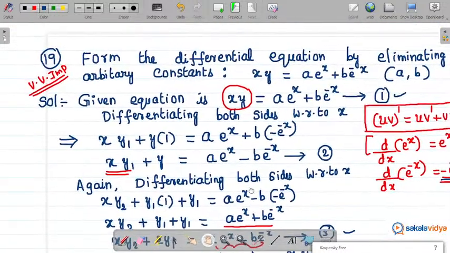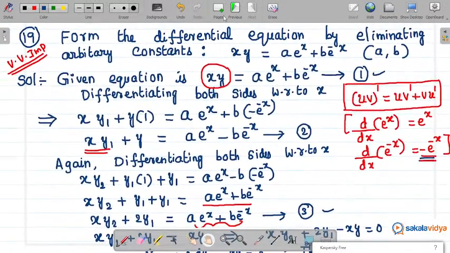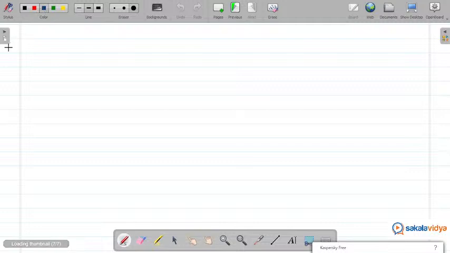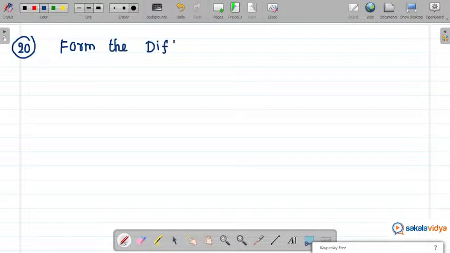Right, this is the question number 19. Let us move to question number 20. Question number 20. Form the differential equation.